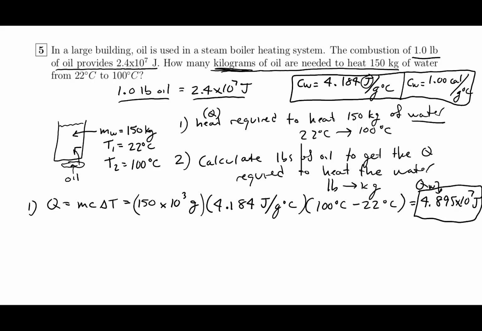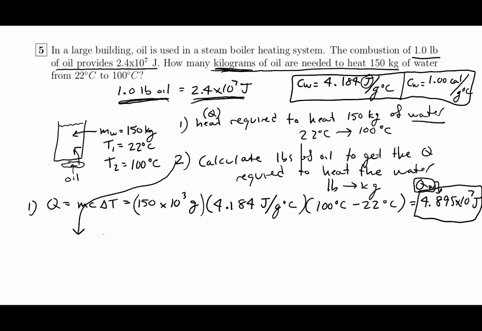This is how much heat we had to add to the water to heat it from 22 to 100. So now let's do step 2, and this is where we're going to use this conversion factor. We know that if we burn 1 pound of oil, we get 2.4 times 10 to the 7 joules. So let's write down this Q first.